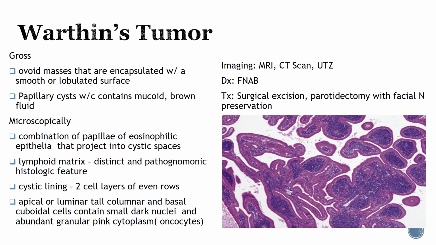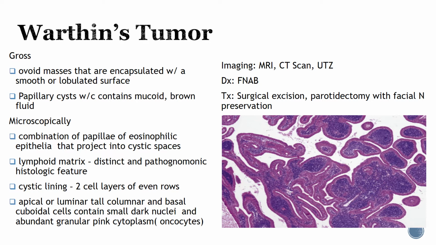On gross pathologic examination, Warthin's tumors are usually ovoid masses that are encapsulated with smooth or lobulated surfaces. Papillary cysts are commonly found on sectioning and contain mucoid, brown fluid, and solid gray tissue encapsulates the white nodules of lymphoid tissue. Microscopically, the combination of papillae of eosinophilic epithelia that project into the cystic spaces and a lymphoid stroma is a distinct and pathognomonic histologic feature.